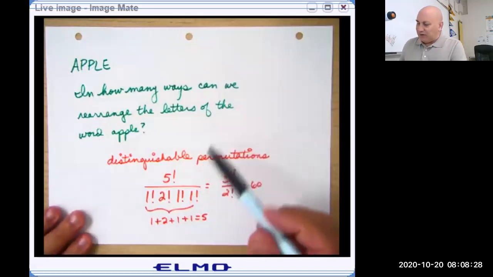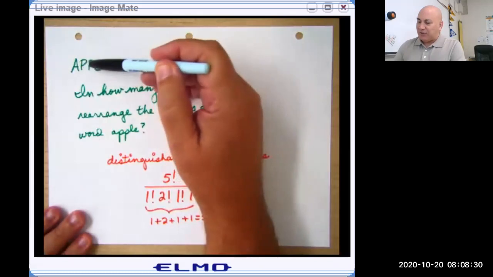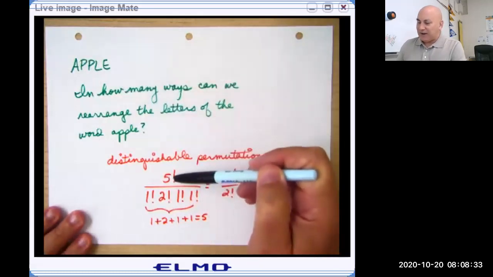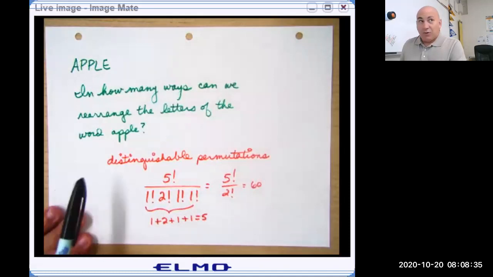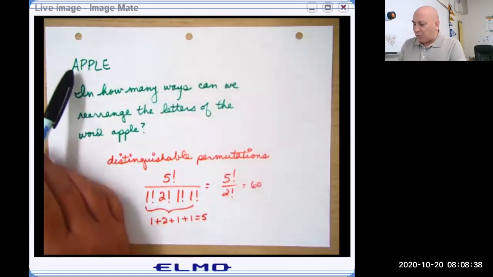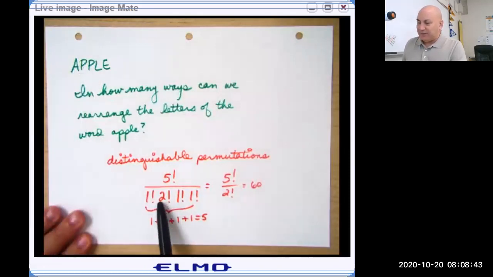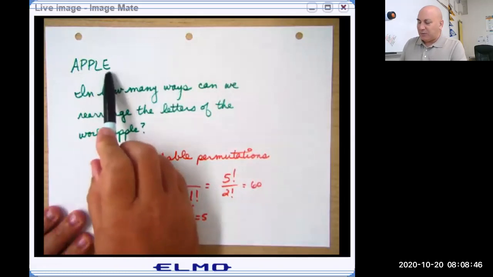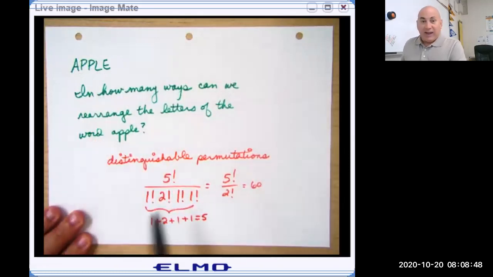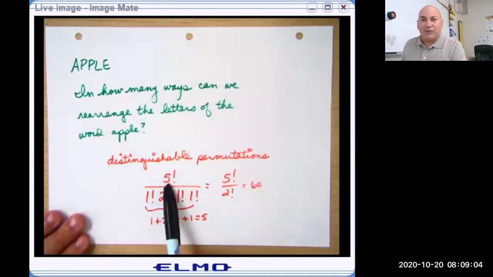So the way to do it is we take 5 factorial, the number of letters up here, which is 5, and then we count how many of each letter there are. There's 1 A, so we divide by 1 factorial. There are 2 P's, so we divide by 2 factorial, 1 L and 1 E. And to make sure you did it correctly, this 1, that 2 is 3, 4, 5. Those digits, not the factorials, but just those digits, have to add up to the same number as what's in front of the factorial sign up here.